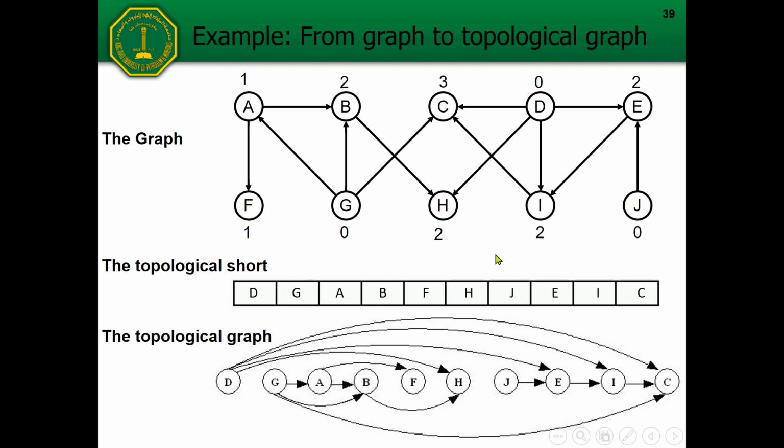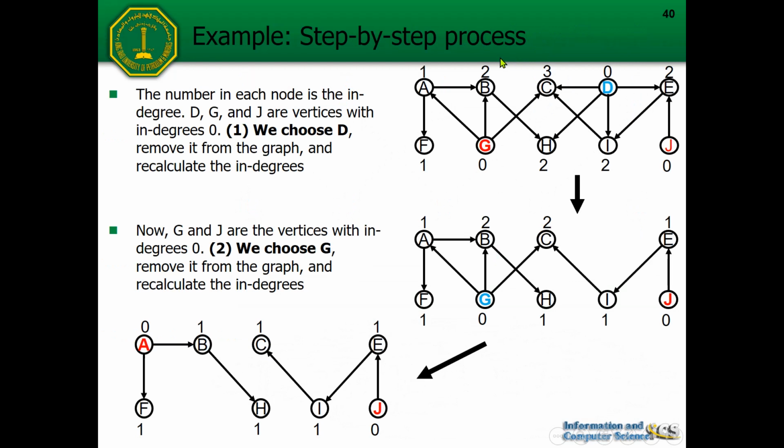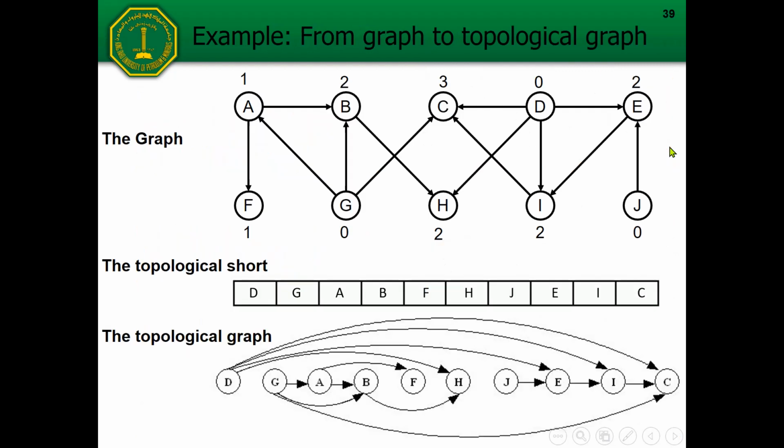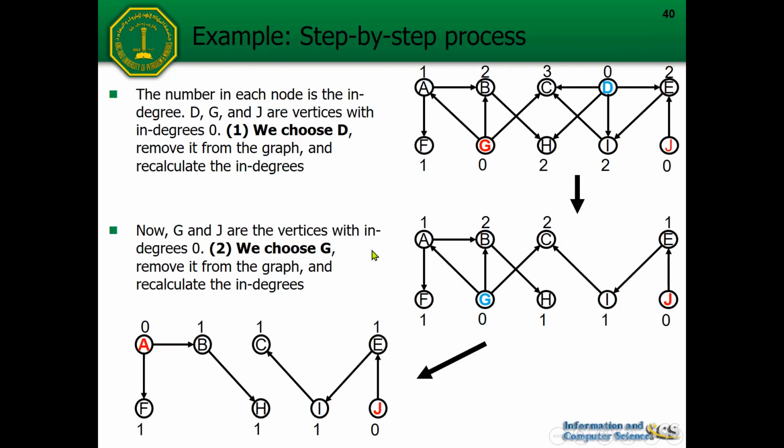So this is the input graph. We draw again that input graph, so this is actually the same graph. Now look at this. We have D, G, and J as the vertices with in-degree 0. For the sake of the example, because it says that the output should be D, G, A something something, we will pick D as the first vertex.